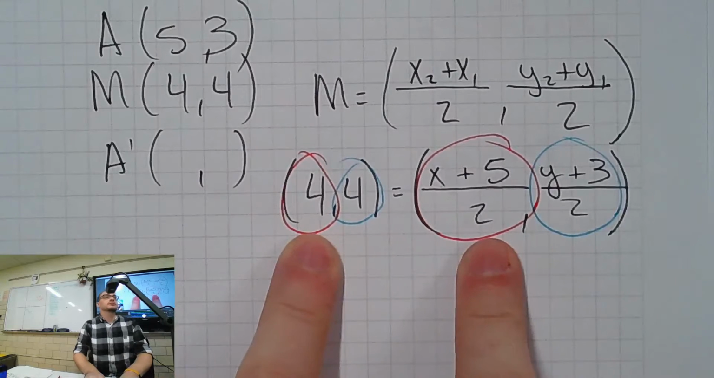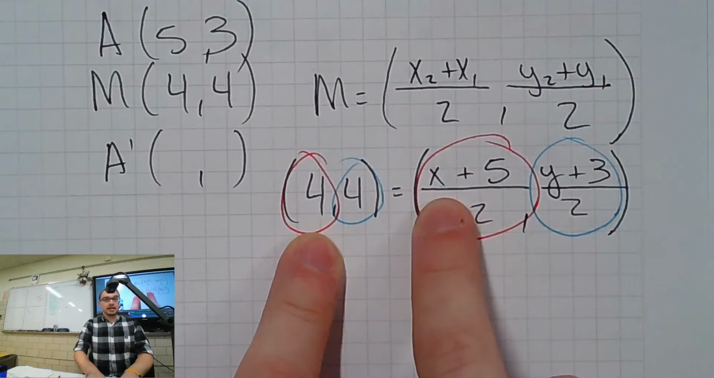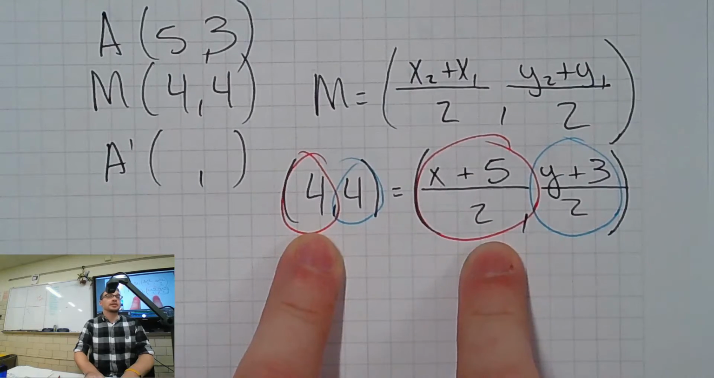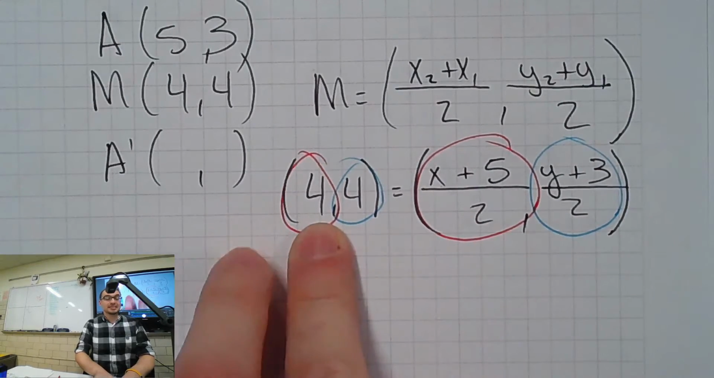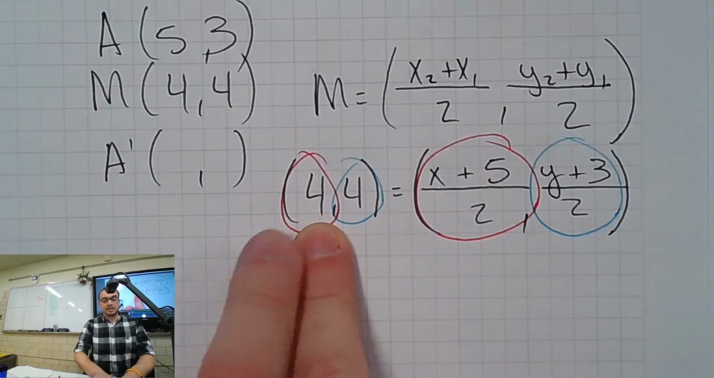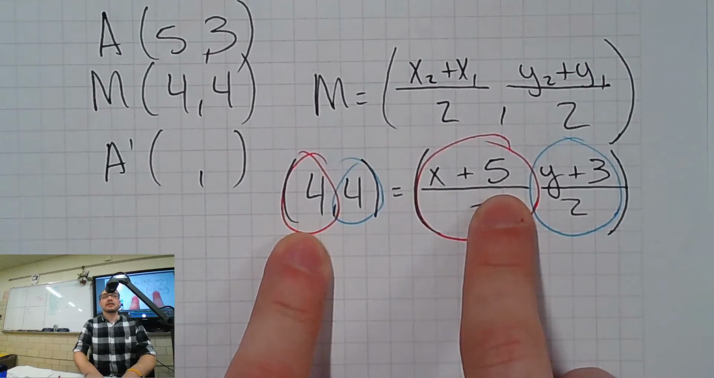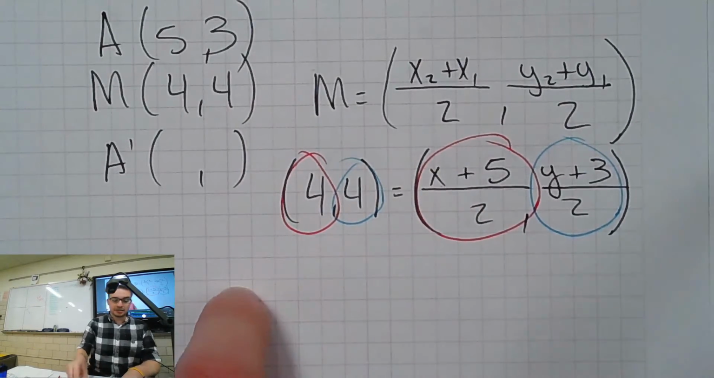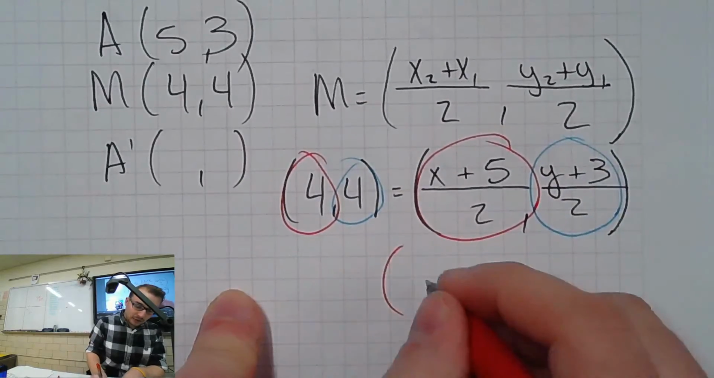These two are equal. So now I need to solve for x. There's x. Let's get it on its own. How do I get rid of divide by 2? Times by 2. So that's not a 4. It's now an 8. Subtract 5 to get rid of the plus 5. And now I have a 3 over here. So x is 3. So I found out my coordinate.